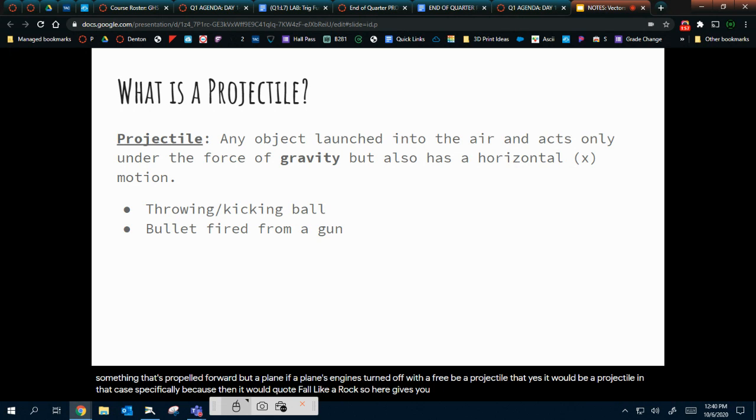So here it gives you some examples. Also notice that some things, like bullets fired from a gun, are projectiles. A lot of people want to say, well, but it was fired out of the gun. Yes, a ball can be fired out of your hand, but once it leaves your hand or the gun, it's no longer being pushed, right? Then it's just a projectile flying through the air under the influence of gravity only. So we define this first because that's what we're studying today: how projectiles work.